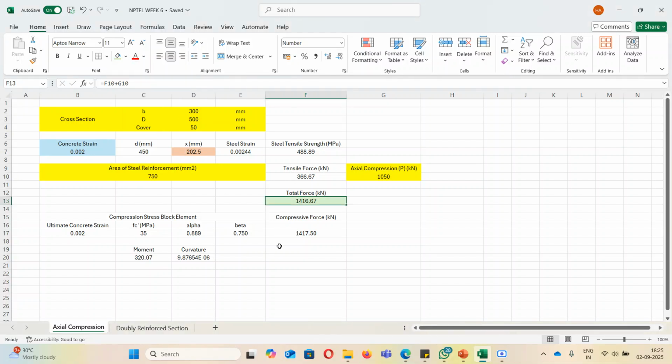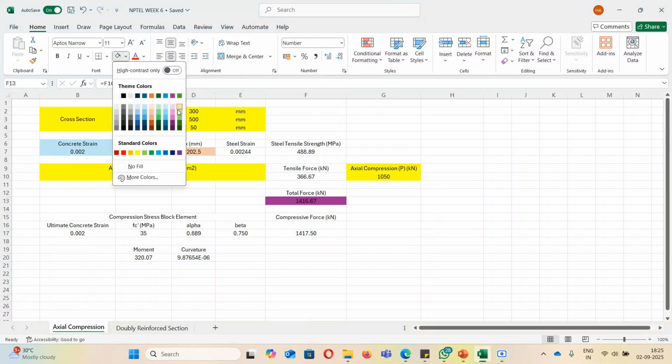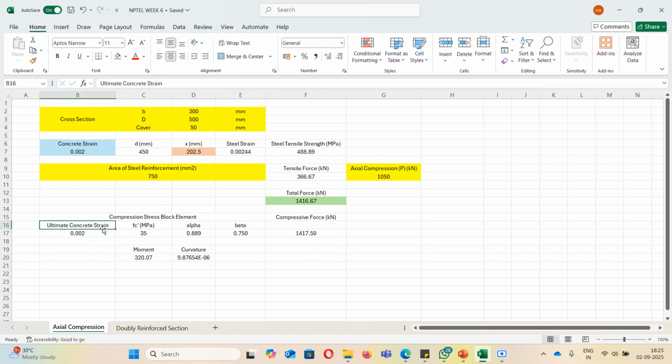And for concrete, we will do the calculation similarly as we did in the last session. So we know the ultimate concrete strain, it is 0.002. We know the grade of concrete. This is all already known to us in the question. I am highlighting it in yellow.